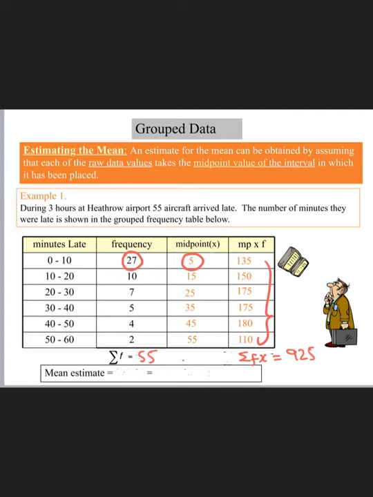So now, when you find the mean, we need to make sure we do 925 divided by 55, which will give us 16.8 minutes. Okay, I hope you copied this table and make sure that you use this as an example.